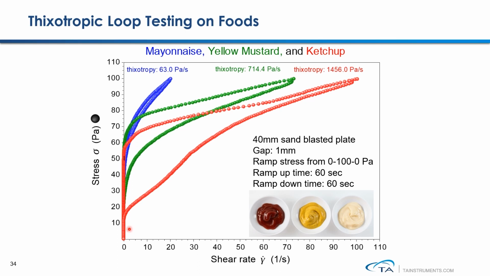As we can see from the first ramp test results, all 3 samples show similar yield stress, at about 60 to 70 Pascal. But after yield, they show very different thixotropic properties. The ketchup is much more thixotropic compared to mayonnaise. The thixotropic index is quantitatively calculated by taking the area between the up and down curve.